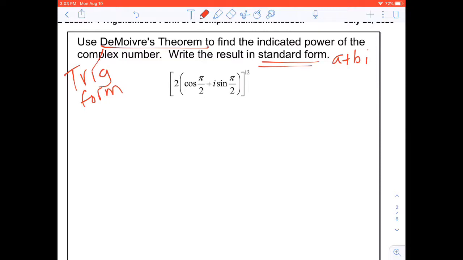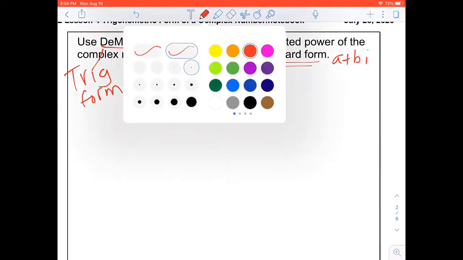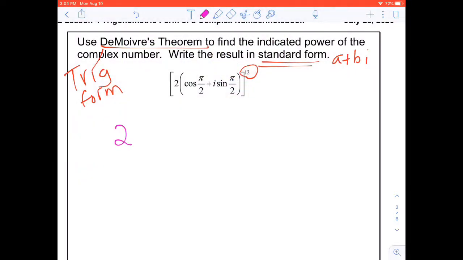But we're going to now use DeMoivre's theorem, and we're going to take this complex number to the 12th power. So this means I'm going to take the modulus of 2 raised to the 12th, and I'm going to take the argument of pi over 2, and I'm going to multiply it by 12.